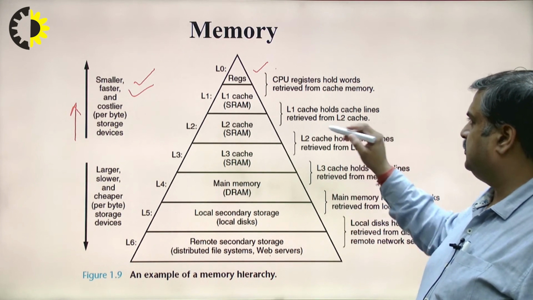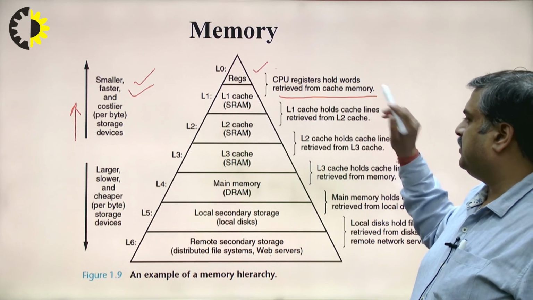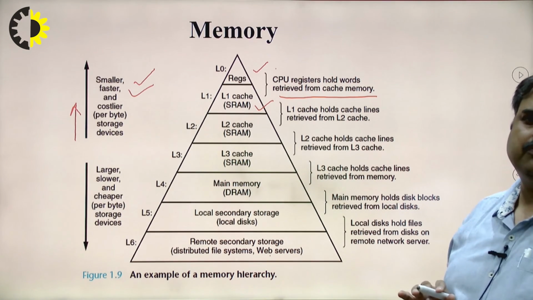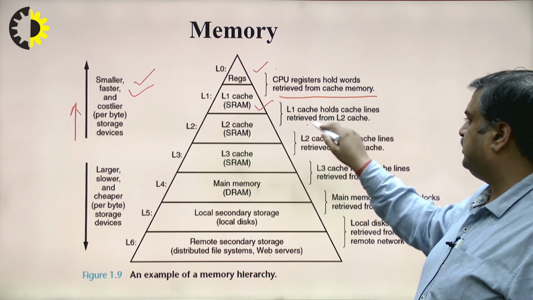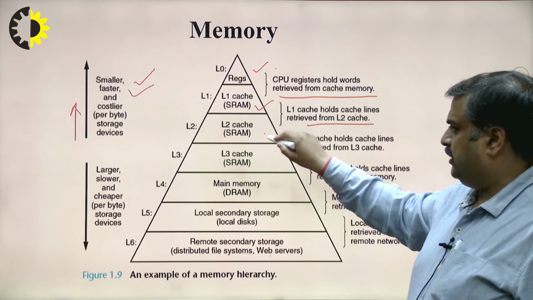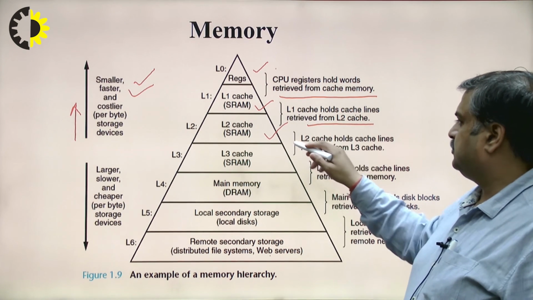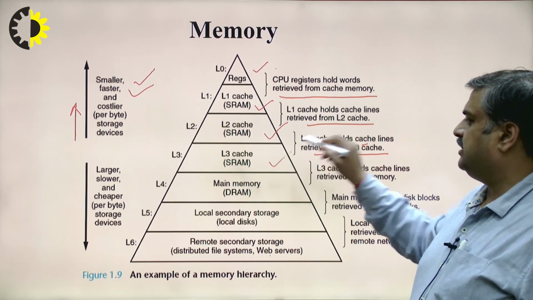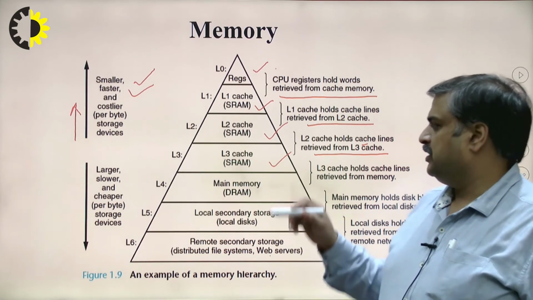So they are the fastest, and they hold the data retrieved from cache memory. Then we have L1 cache, which is also integrated along with the processor. So it holds the lines retrieved from L2 cache. L2 cache is placed between the RAM and CPU. So it holds the cache lines retrieved from L3 cache. L3 cache is placed between L2 cache and RAM.